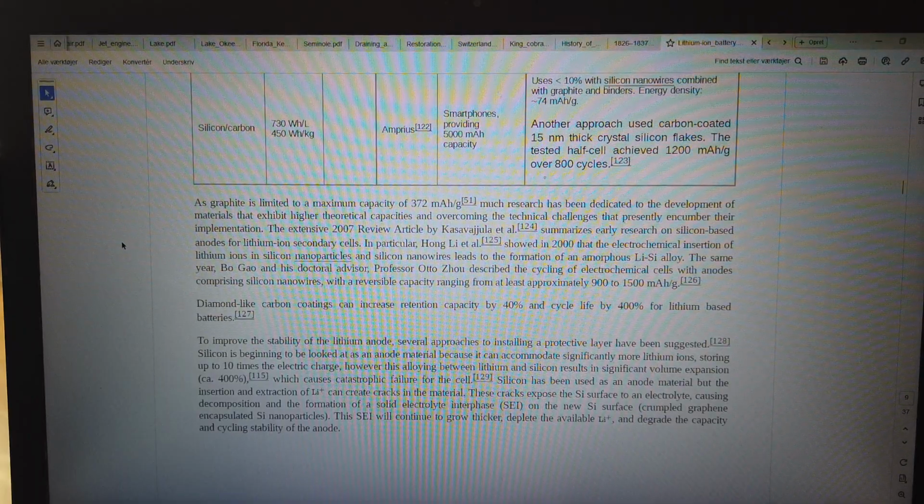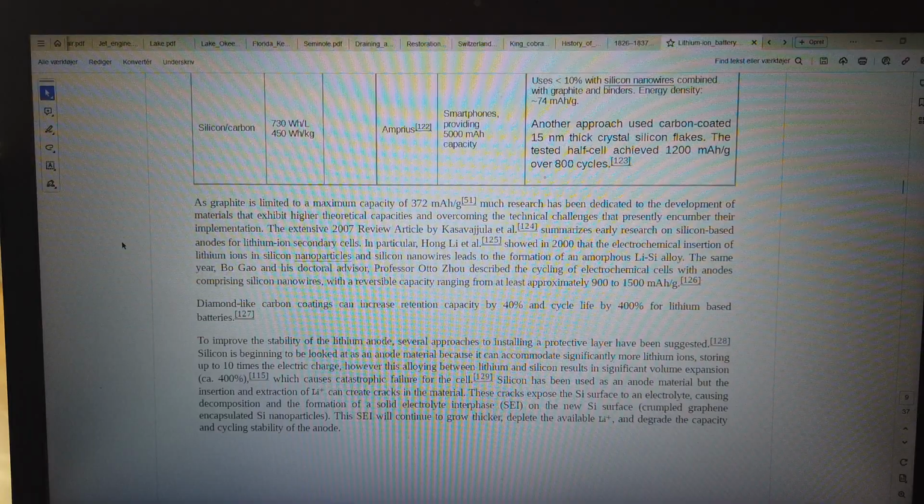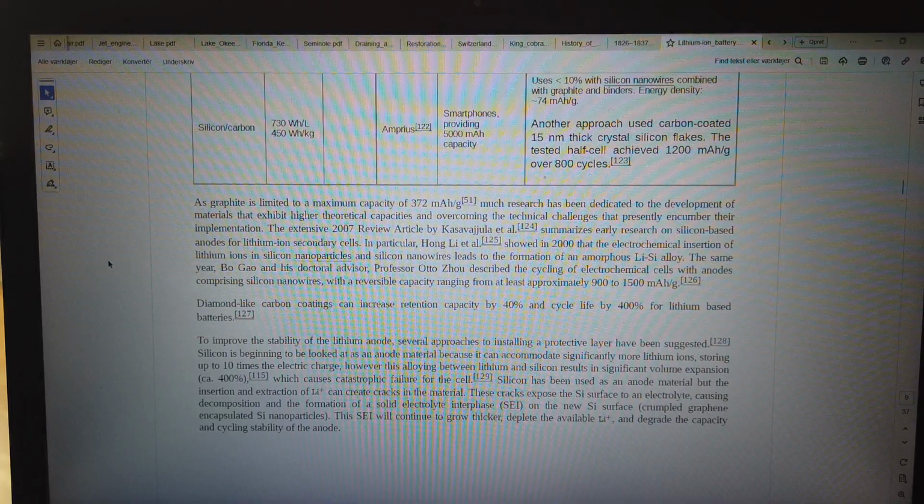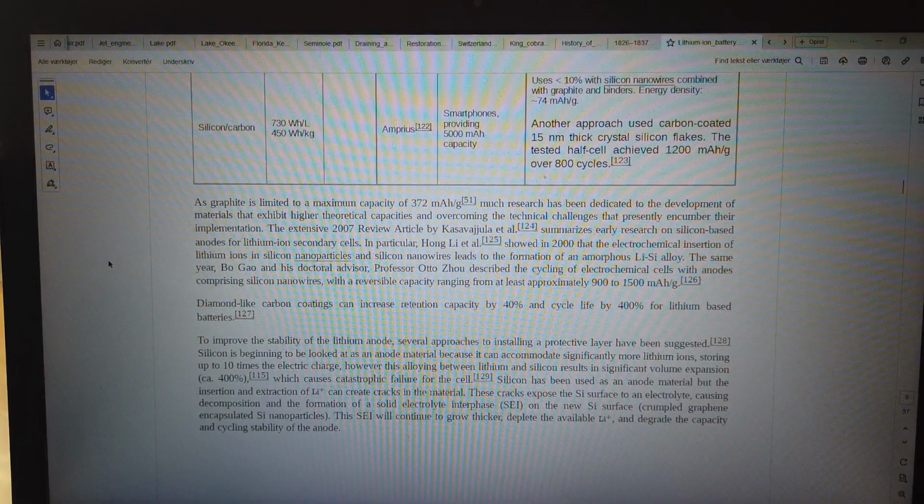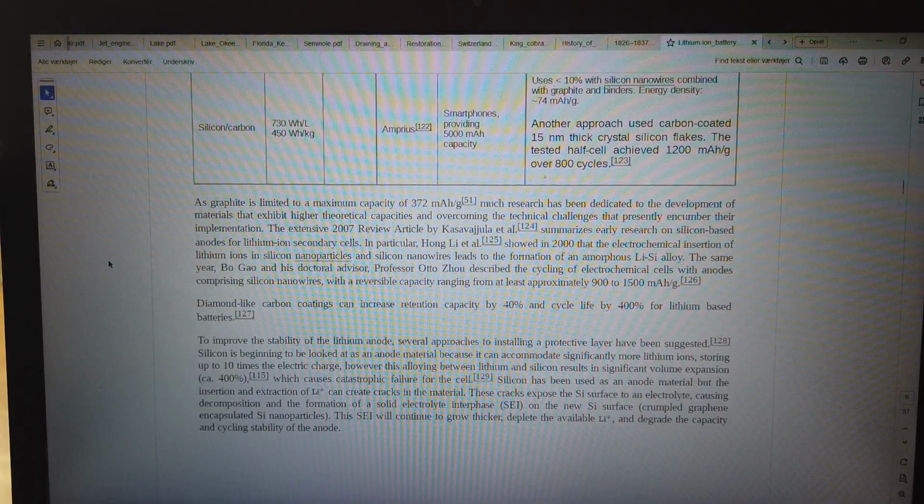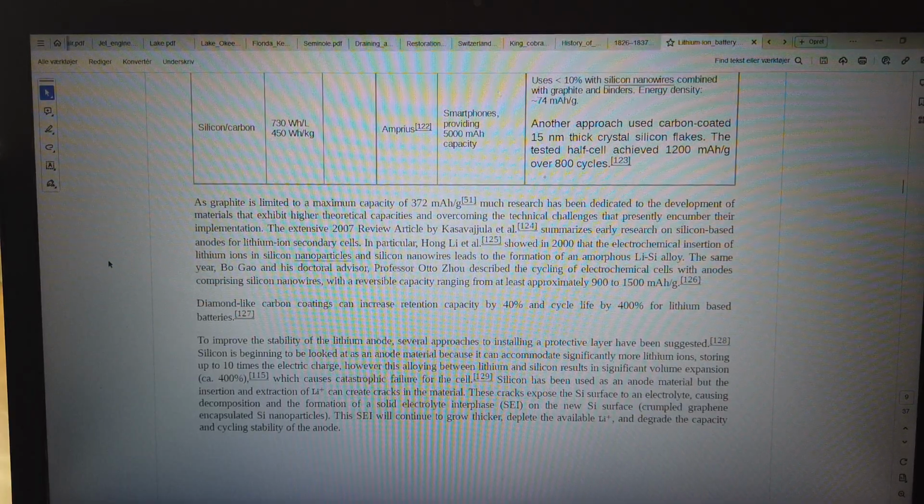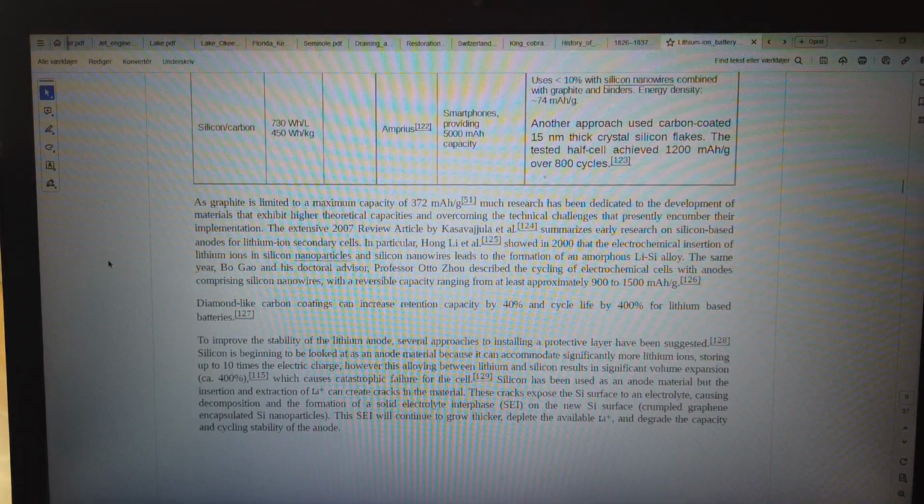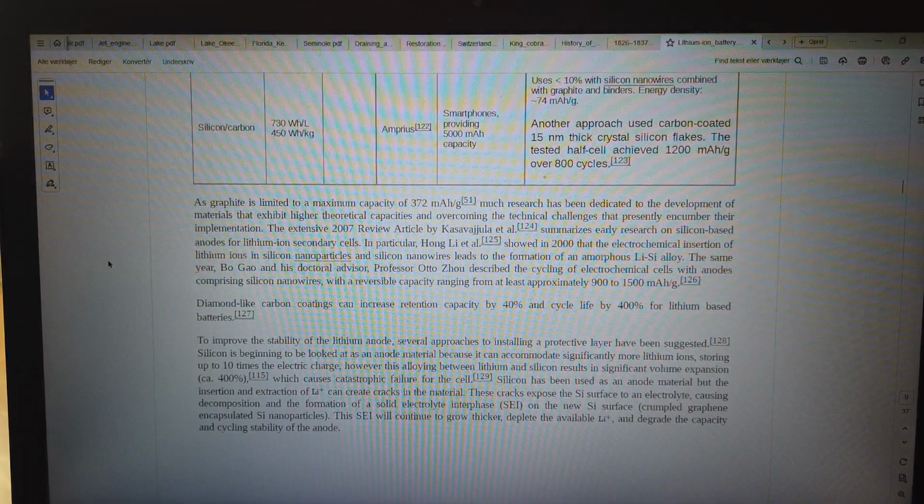[128] Silicon is beginning to be looked at as an anode material because it can accommodate significantly more lithium ions, storing up to 10 times the electric charge. However, this alloying between lithium and silicon results in significant volume expansion, approximately 400% [115], which causes catastrophic failure for the cell.